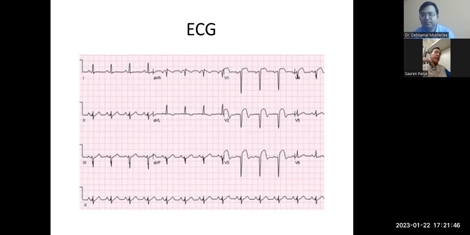How can you see it? You should see it tangentially. If you are looking from the right side for the right side JVP, your eyes should look tangentially at the neck. Sometimes I have seen that students look vertically, so you may just miss it. So that is one thing.